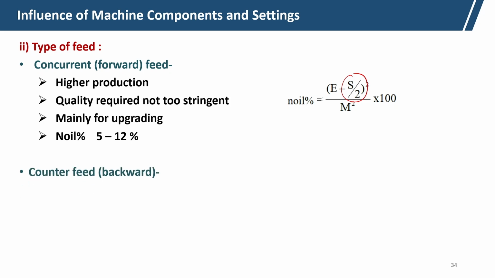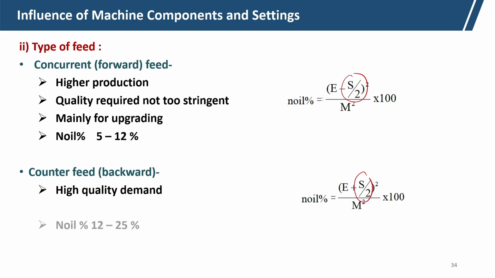And the backward feed, or concurrent feed, or counter feed, has Noil percent (E plus S by 2) square by m square multiplied by 100. We use it where we require high quality. So, we need to extract more short fibers. Here we are not taking any chance, short fiber should not be there. So, backward feed is required. Here the Noil percent is a little bit higher.